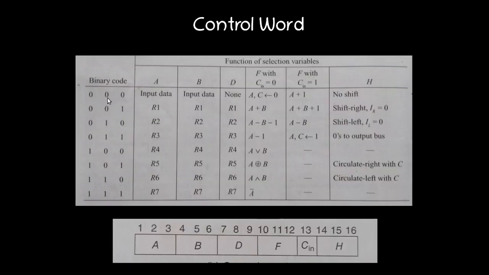So if we are giving 0 0 0, that indicates a simple transfer, that is F is equal to A. Along with that, we will set the carry flag also. This is our previous design. We have already designed an ALU, and that design itself is used here. That is, if F is equal to 0 0 0 and carry in is equal to 0, then what will happen? A simple transfer will occur.